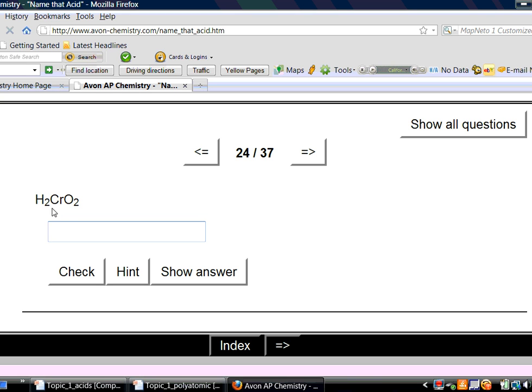Go ahead and try to name H2CrO2. Okay. Hopefully you recognize that we have a polyatomic that has two less oxygens than chromate. So we're looking at the polyatomic hypochromite. So this would be hypochromous acid.